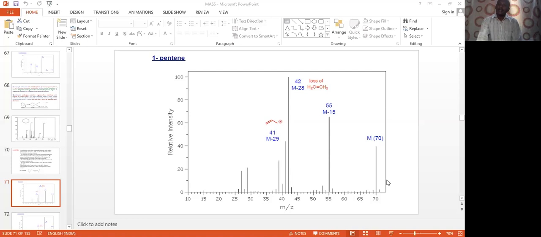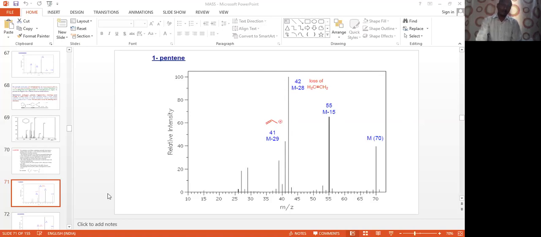So this is the 1-pentene mass spectrum. Here is how it looks. At the end of the spectrum, the molecular ion is M/Z value 70, that is the molecular ion peak, and it is intense because of the presence of double bonds. This is M/Z value 55, that is the loss of CH3, 15, M minus 15. And then here you have M/Z value 42 and M/Z value 41. So this 41 represents the allylic cation and M/Z value 42 represents the McLafferty rearrangement.